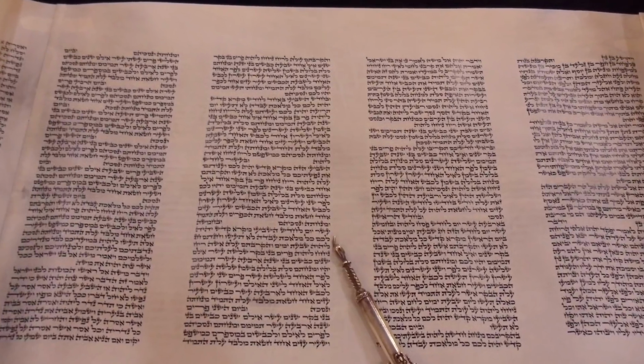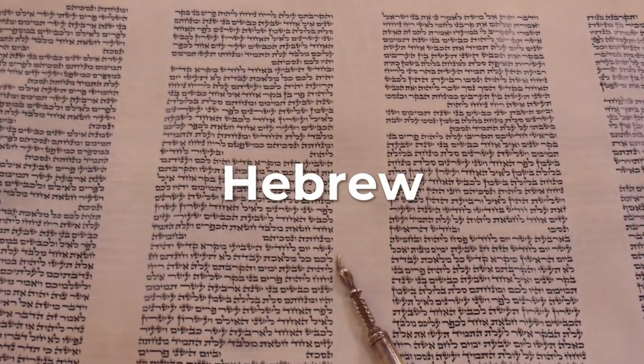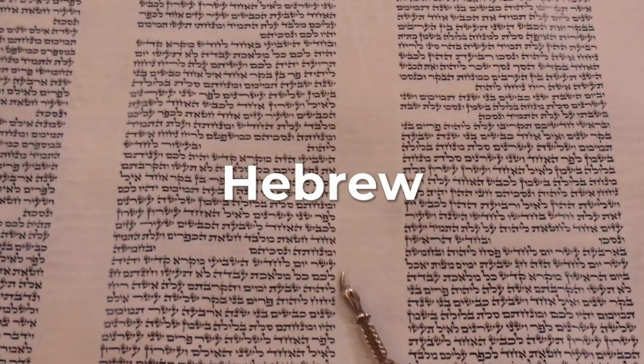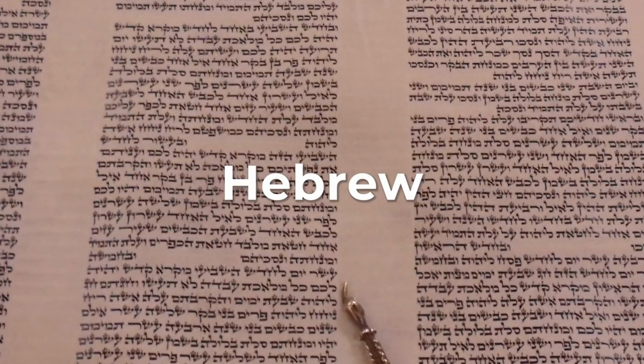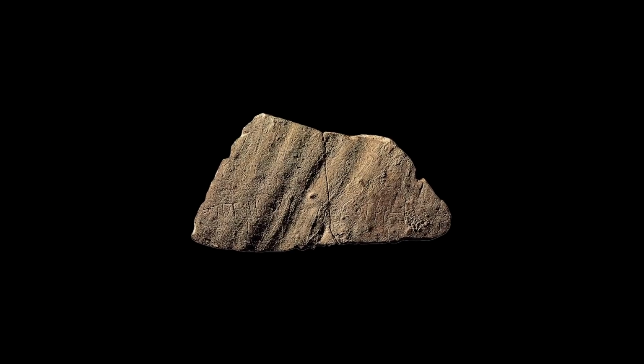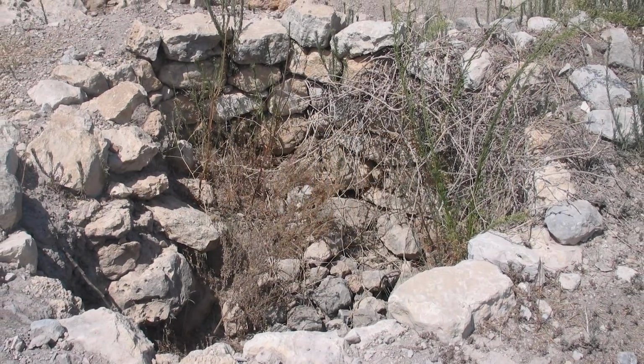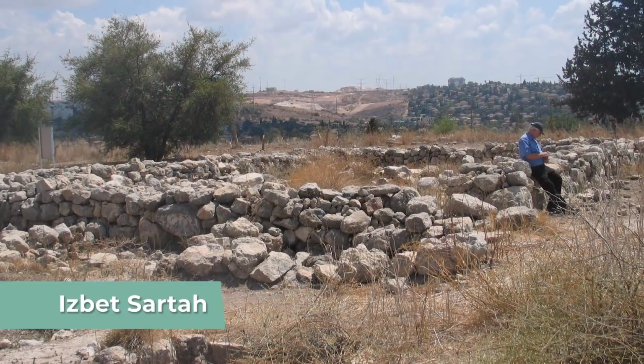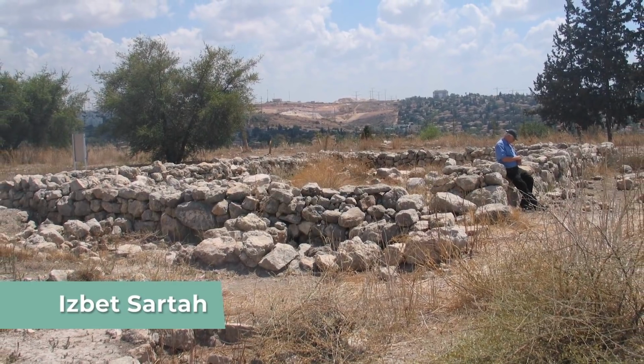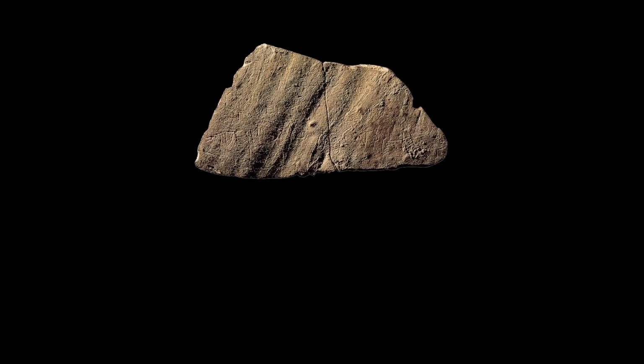The Hebrew Bible is written mostly in Hebrew, no surprises there. But where did the Hebrew language come from? The earliest evidence we have for ancient Israelite language actually comes not from the Hebrew Bible, but from the archaeological record. What you're looking at is an inscription on a broken piece of pottery discovered in a storage pit in the ancient Israelite town of Izbet Sarteh. It might date as early as the 12th century BCE.